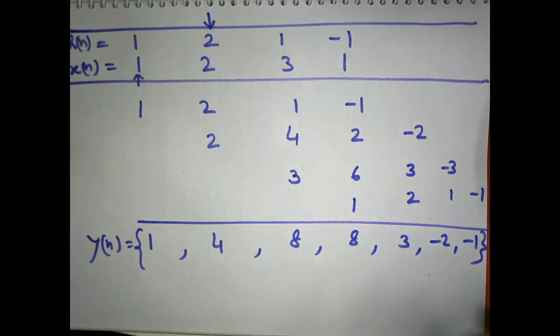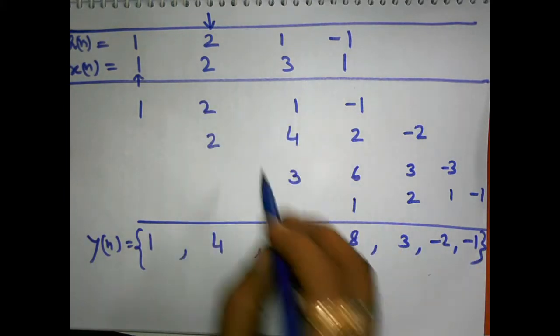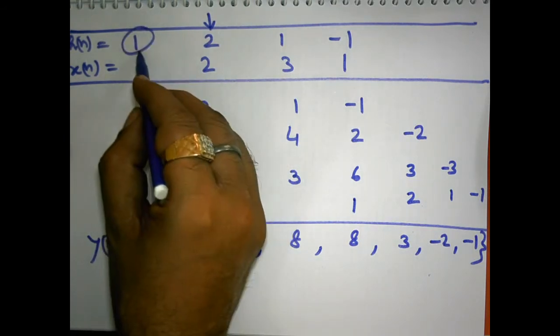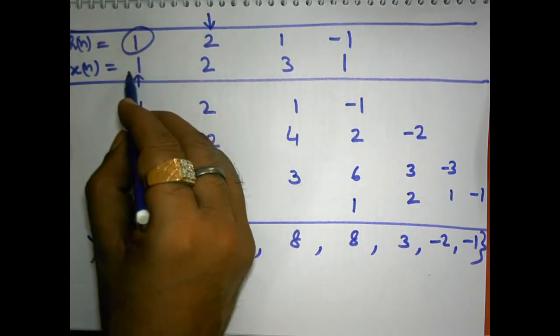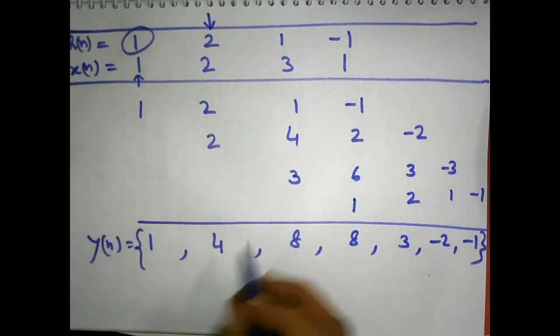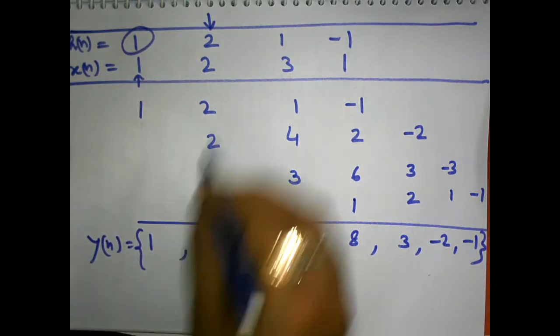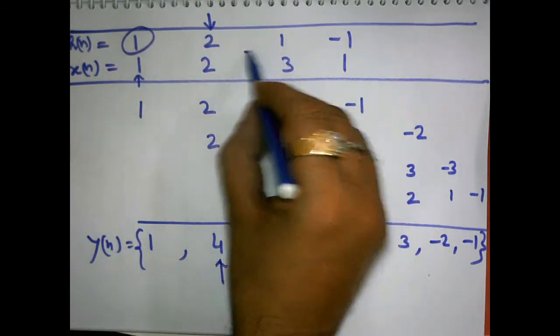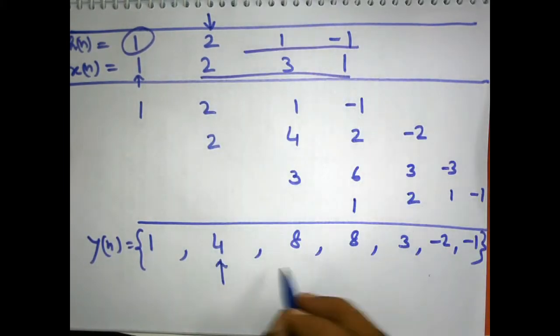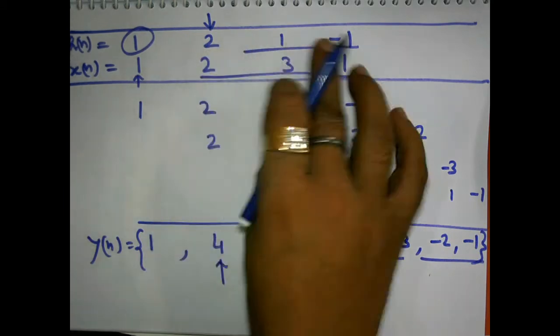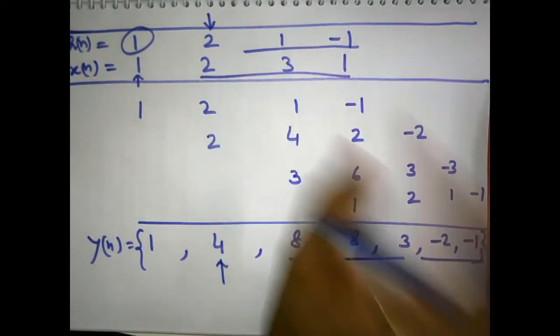Now you check what will be the starting point of this Yn. There is one sample before this Hn and there is no sample before this Xn. So naturally there will be one sample before the starting point of Yn. How many samples after the starting point? There are 2 samples and there are 3 samples. So total 5 samples. Here there are 5 samples. Okay. The length of Yn is equal to the sum of the lengths of this and this minus 1.